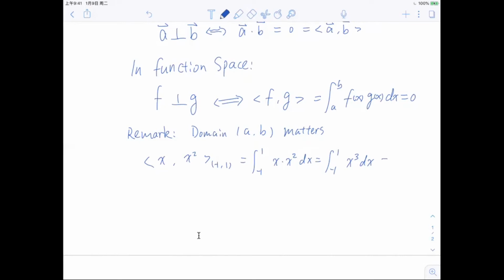But if we define this inner product on another interval, like on interval 1, 2, then the inner product becomes the integral from 1 to 2 of x times x squared dx, which equals the integral from 1 to 2 of x to the power of 3, which equals 15/4, which is not 0. That means on interval 1 to 2, x is not orthogonal to x squared.